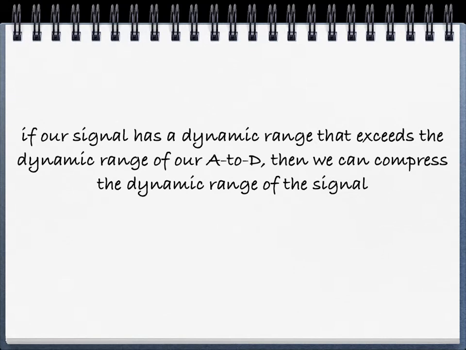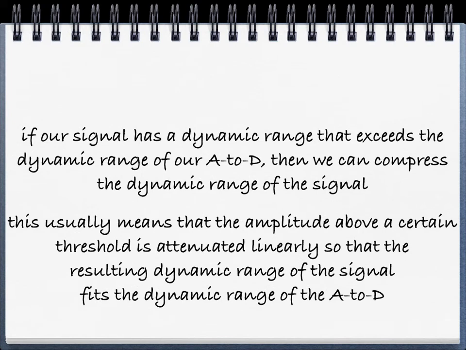If our signal has a dynamic range that exceeds the dynamic range of our A to D, then we can compress the dynamic range of the signal. And that's what was discussed in this portion of the course. This usually means that the amplitude above a certain threshold is attenuated linearly, so that the resulting dynamic range of the signal will fit the dynamic range of the A to D.